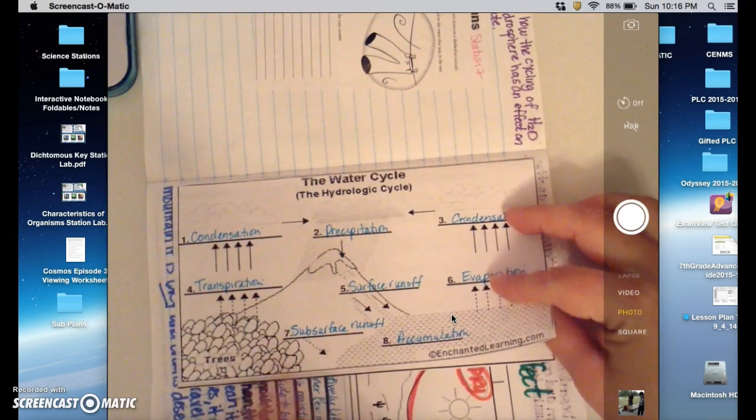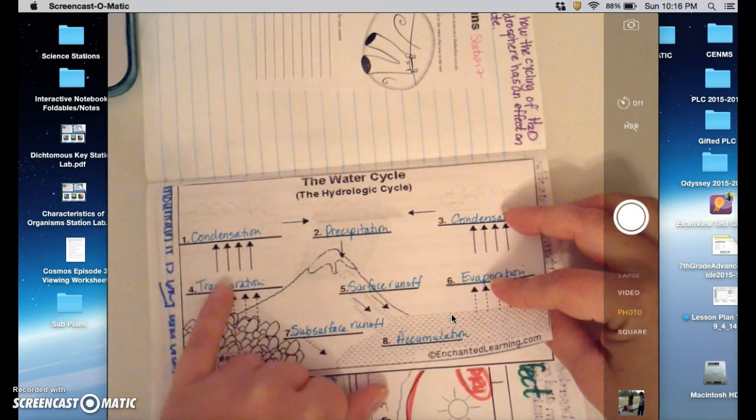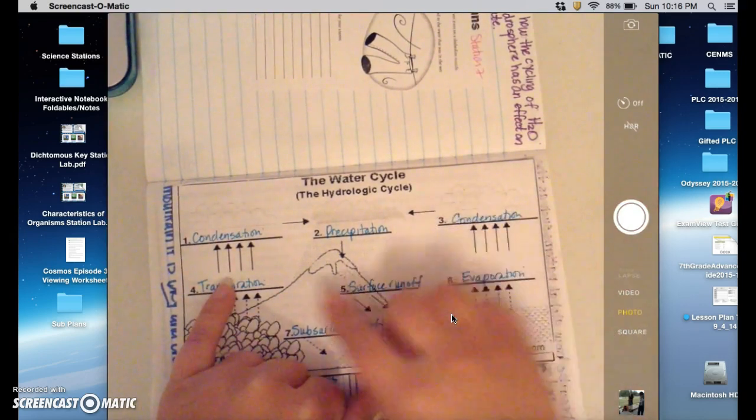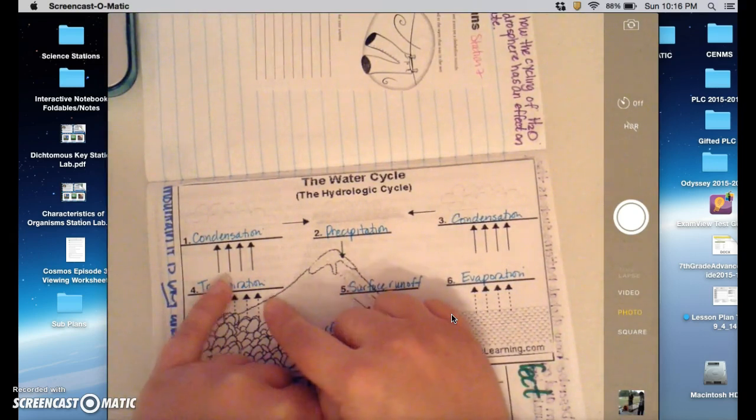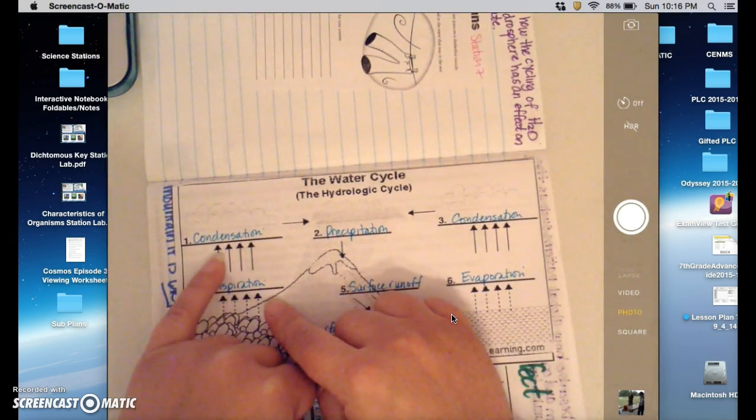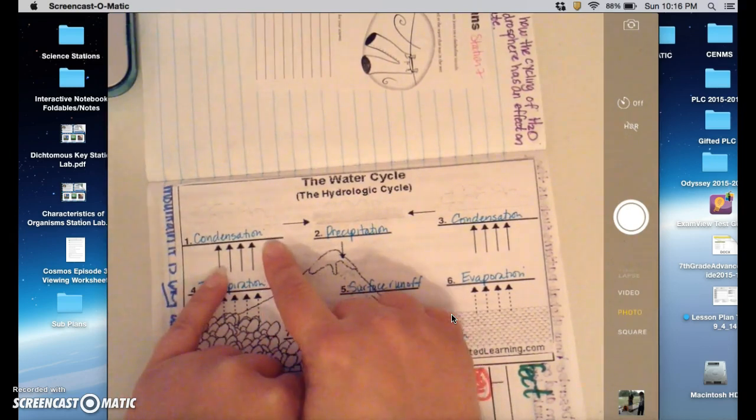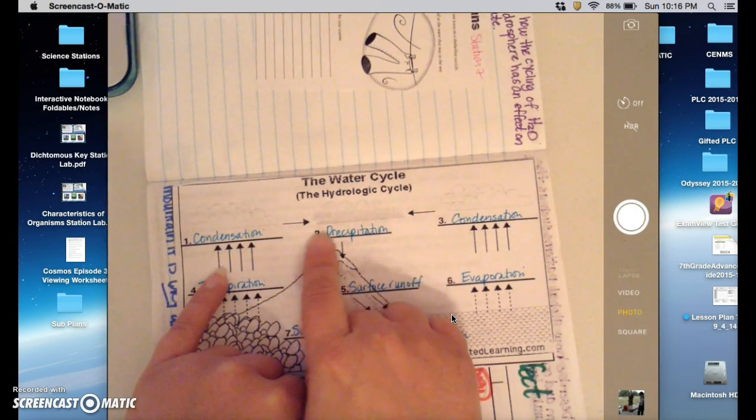All right, so in number 1, you have water that is being heated by the sun, rising up into the air. This is called condensation. As the water vapor rises into the air, it starts to cool and it forms clouds. When those clouds get saturated enough, you will have precipitation.